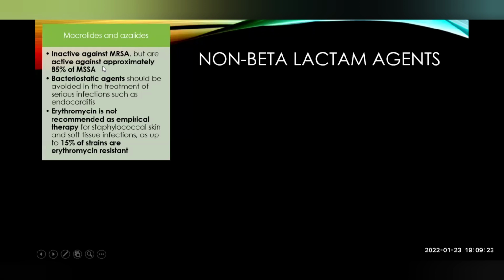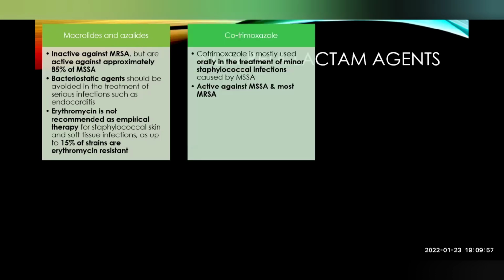Macrolides are inactive against your MRSA, so this can be taken into consideration in cases of only MSSA, because they are active in around 85%. And again, these are bacteriostatic agents, so these are not recommended in severe or serious infections like your endocarditis, where you would prefer a bactericidal agent. And erythromycin is not recommended as an empiric therapy because most of the places are erythromycin resistant. 15% of the strains are erythromycin resistant.